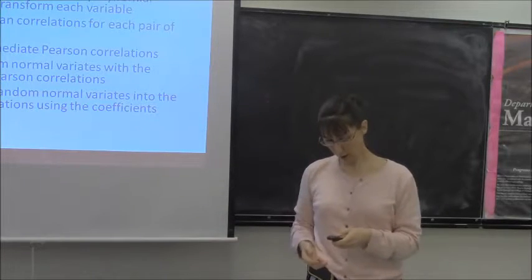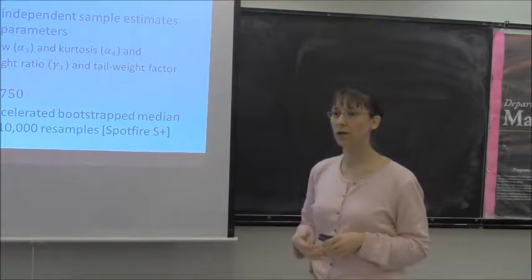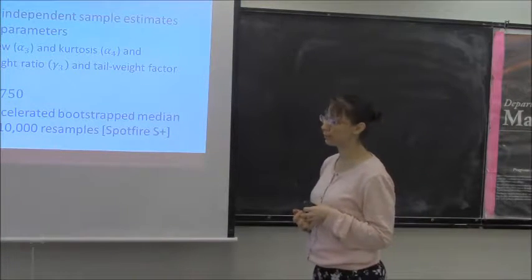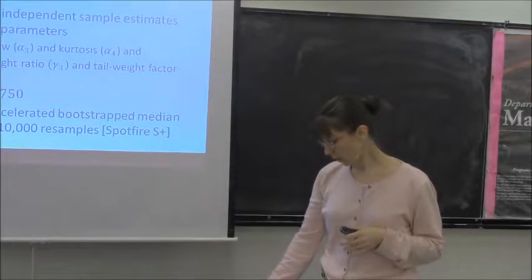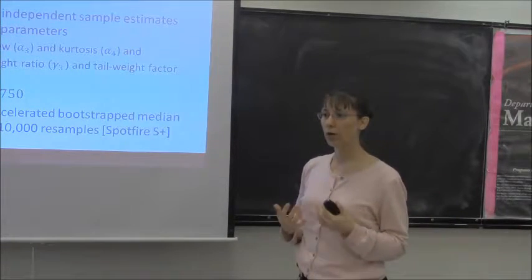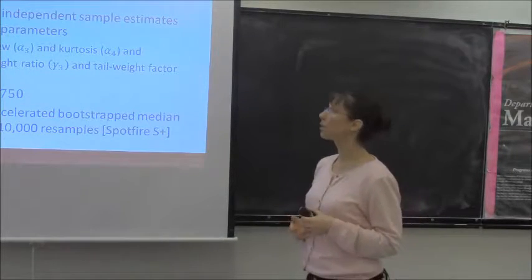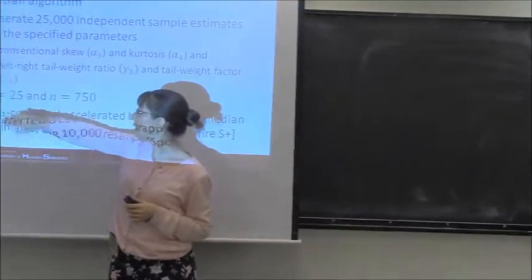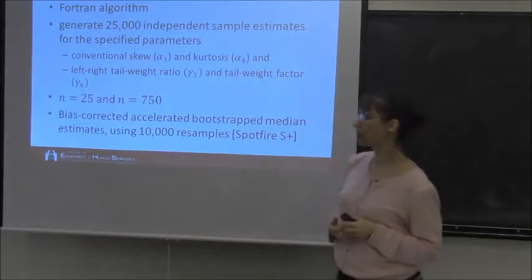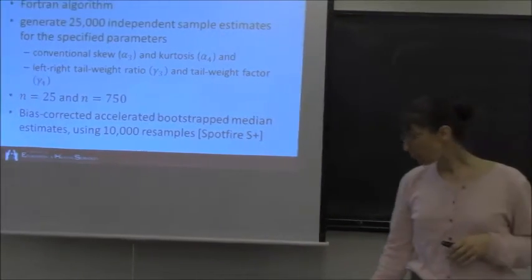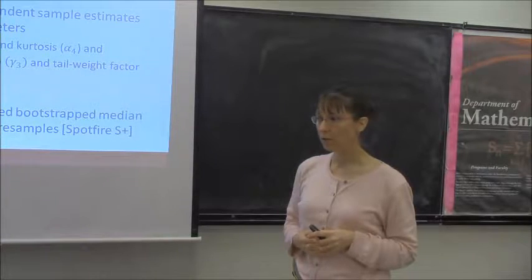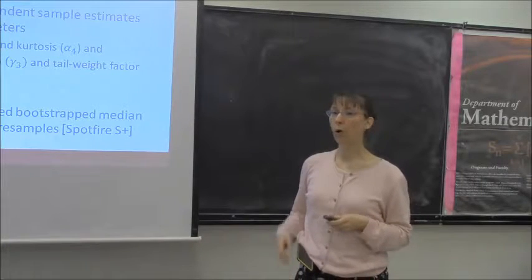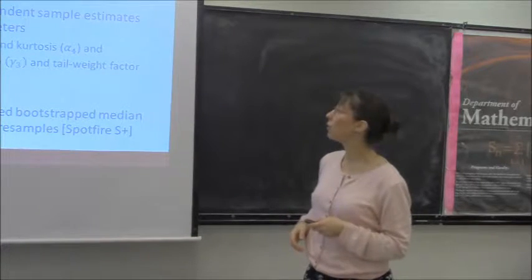So let's see how well that works. We did a little simulation study to see how well we recover the parameters of the distribution and the correlations. We used Fortran to generate 25,000 samples for each of these conditions. We chose sample sizes of either 25, a pretty small sample size, or 750, a fairly large sample size. And we produced bootstrapped estimates of the median using 10,000 resamples. And we used 4 representative distributions. I'll go through those briefly here.